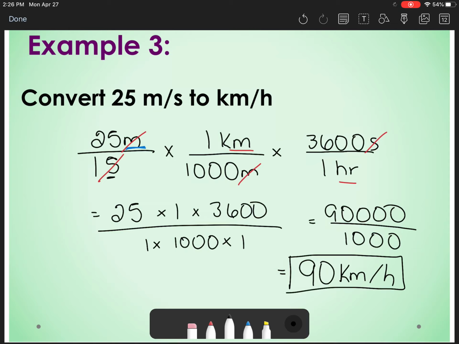Okay. All right, that's all I have for you today. So you should be continuing on with your workbook. Really make sure you're doing the practice. You're going to be doing questions number 3 and 4.